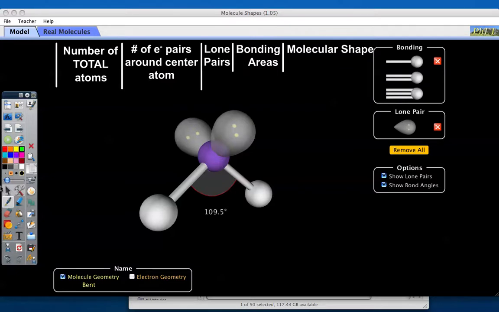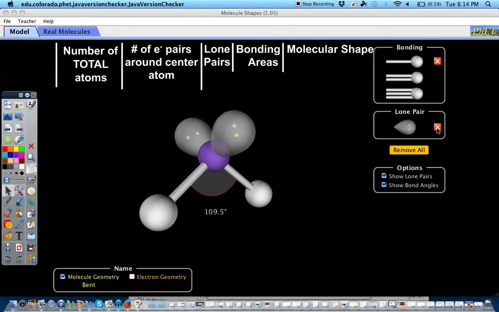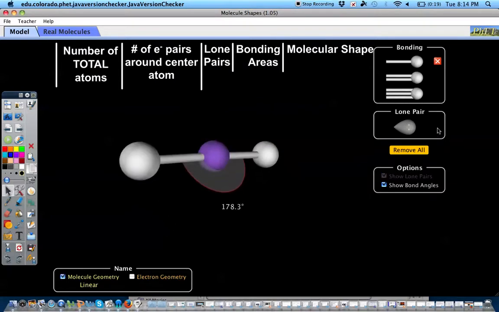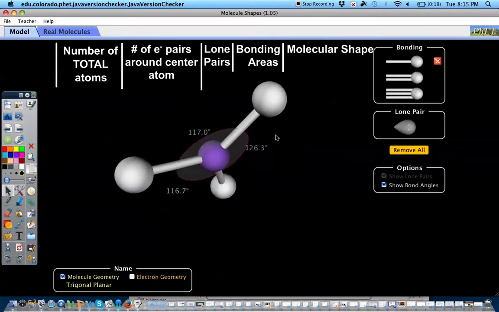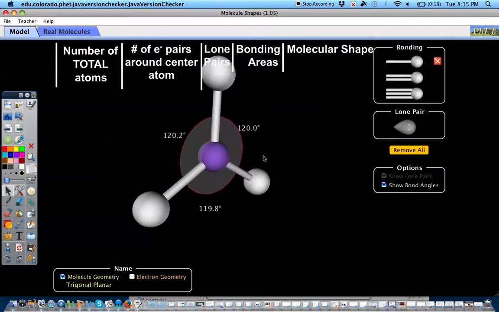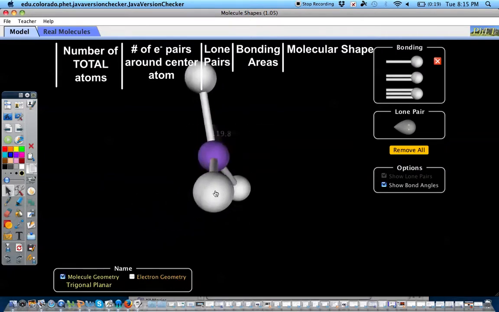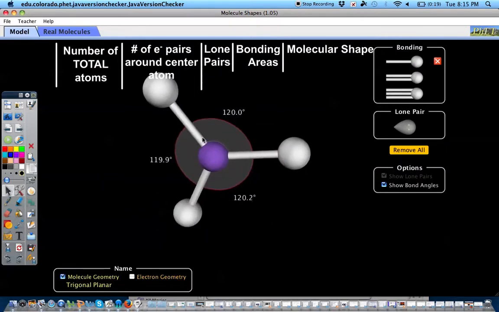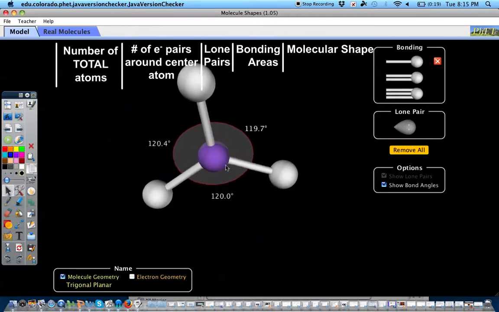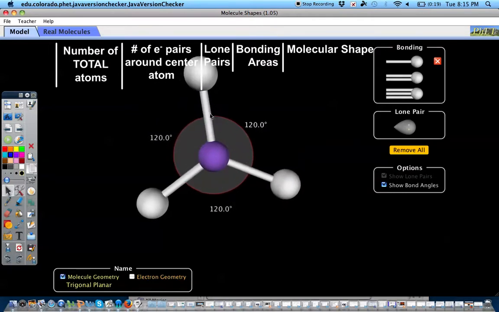And then if I remove these lone pairs, and then I add in a 4th atom, I want you to see how it's all in the same plane. It's like on a plate basically.